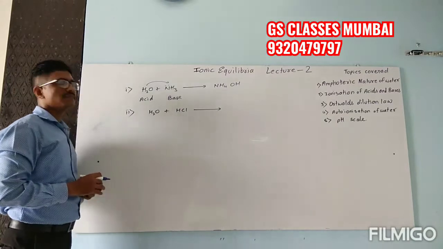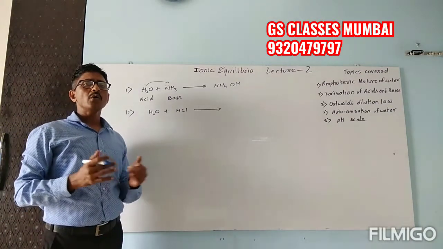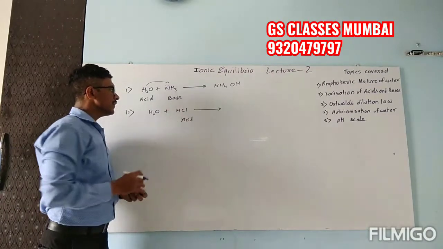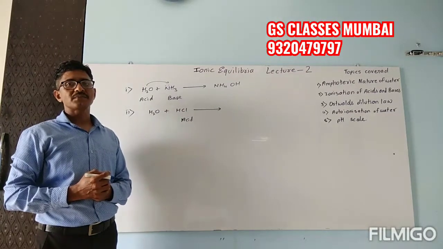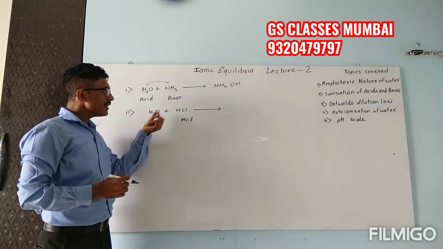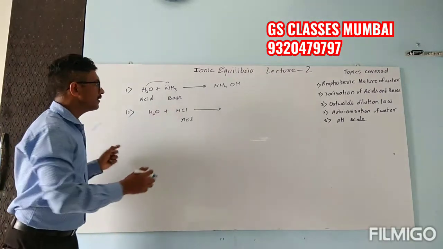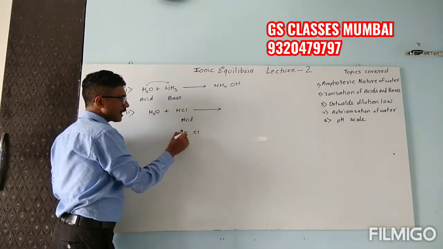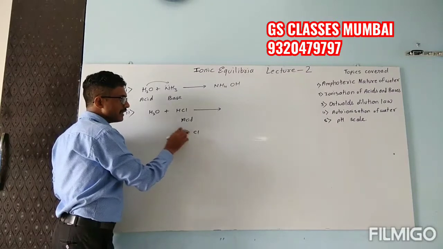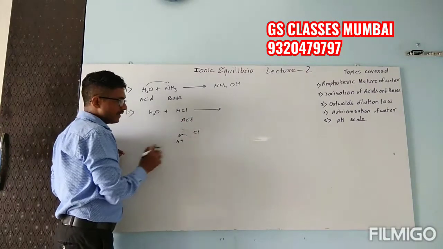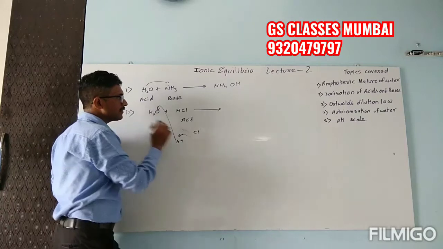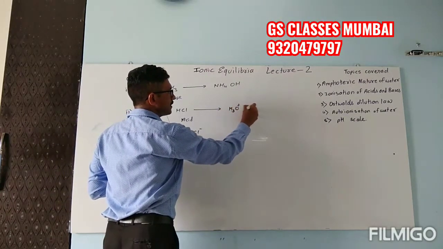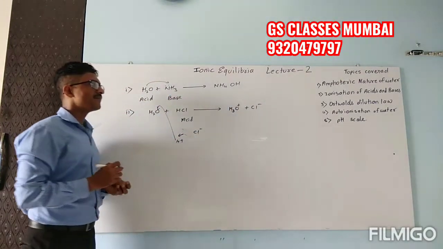Now children, we all know that HCl is the acid. Now in this reaction what happens? Water will accept the proton. This hydrogen will split over here, come out as H plus ion, leaving behind a chloride ion, and this H plus ion will combine with the water, and now it will become H3O plus and chloride ion.